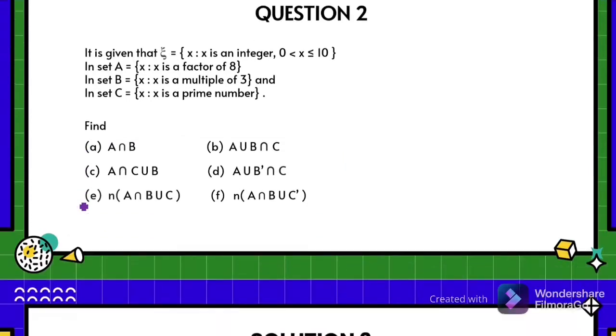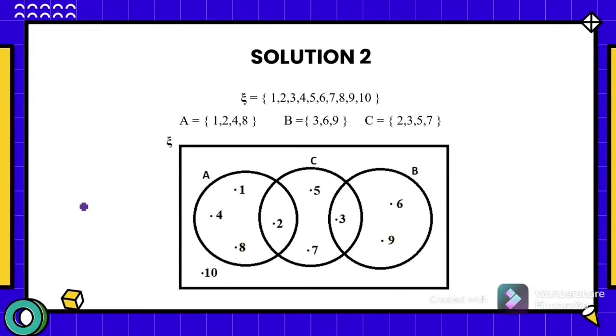First and foremost, to solve this, we must write down what the sets are. So in the universal set, we have from 1 to 10. Why 1 to 10? Because they state that x is more than 0 and less than or equal to 10. So 0 is not included, so we start from 1 to 10.